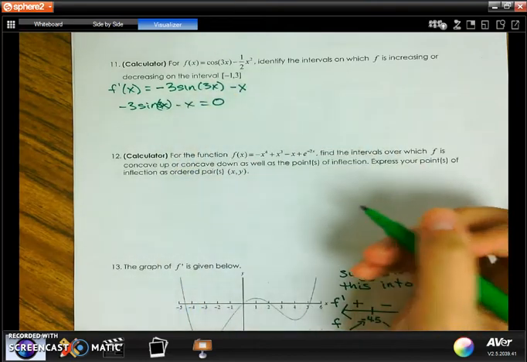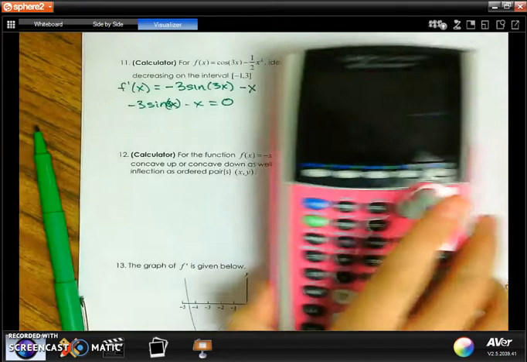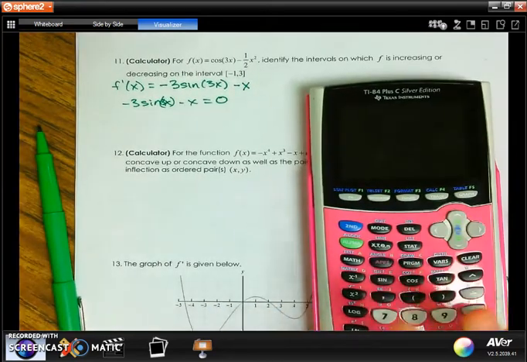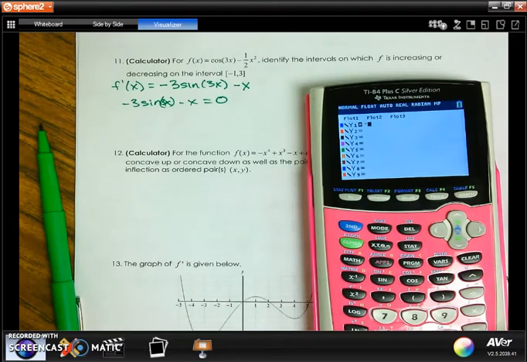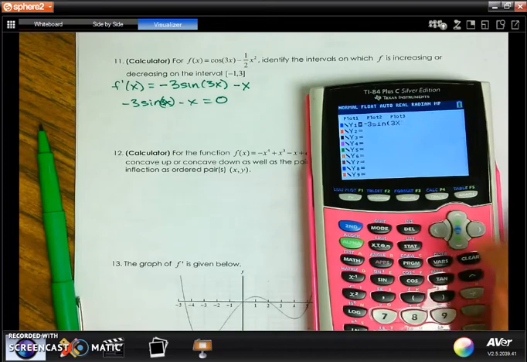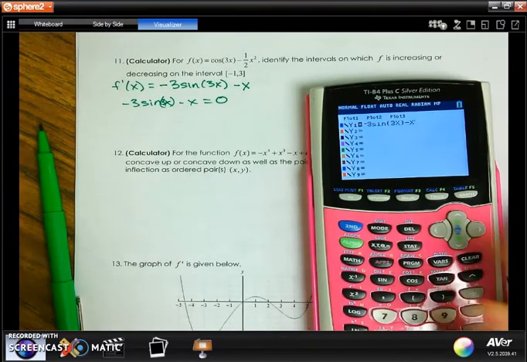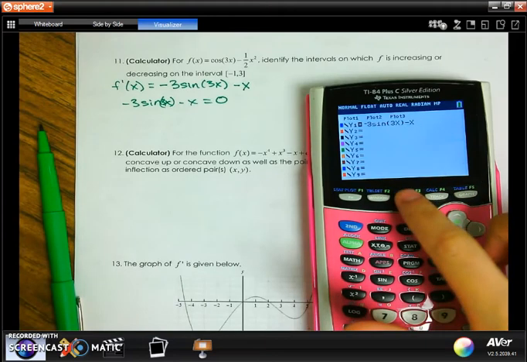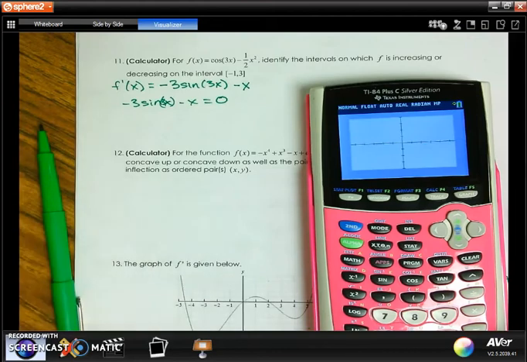Well, that's where my calculator is going to come in handy. To figure out where that equals 0, the easiest way is to turn your calculator on, hit y equals, and type that in. So negative 3 sine 3x minus x. Notice my calculator is in radian mode. Perfect. I would recommend hitting zoom and then maybe trig here. Let's see what that does.